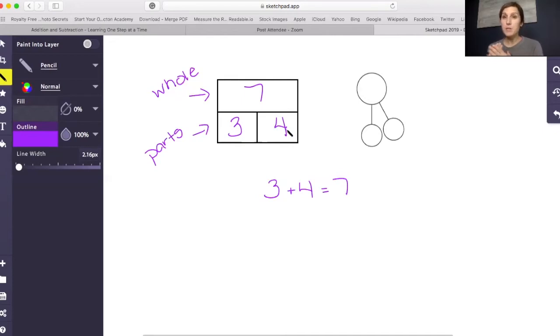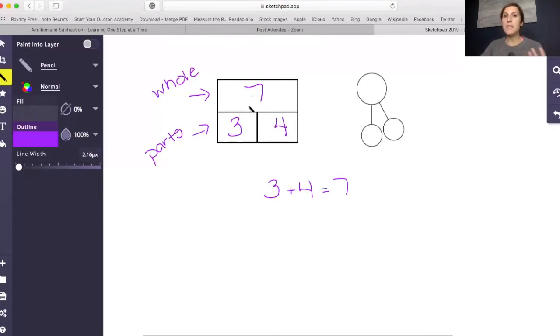If it helps you to have the boxes be smaller or bigger, depending on the size of the number, you totally can. I don't do that just because I don't have time for it, and I'm not a very good drawer. So I just know that they're parts. Because they're the same size boxes doesn't mean they're the same numbers. Obviously, 3 and 4 are different numbers.